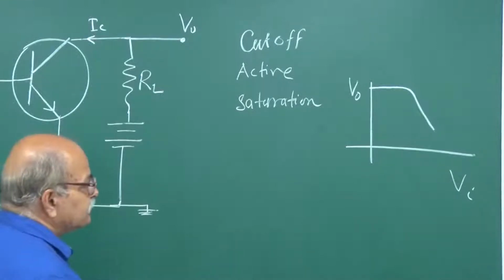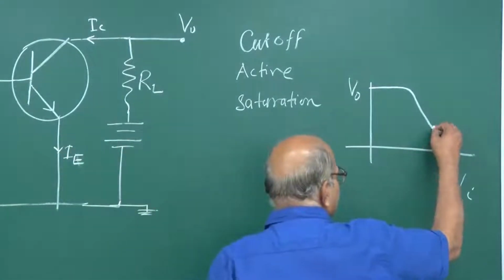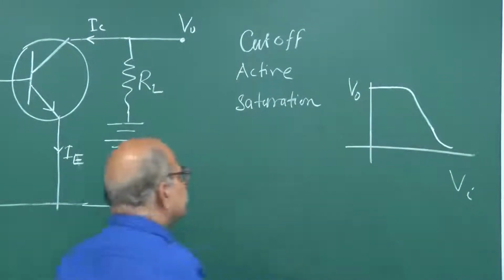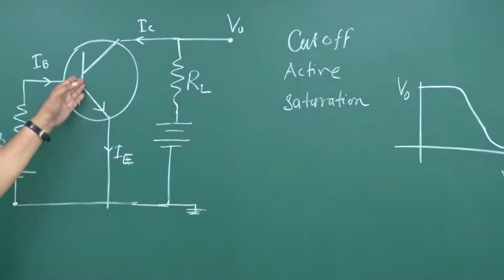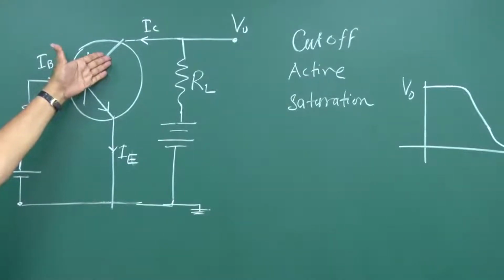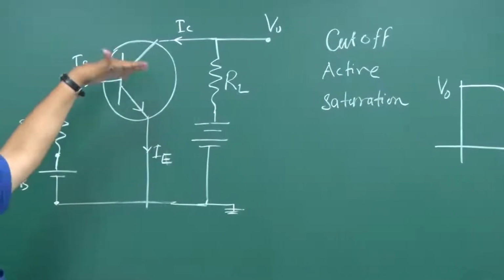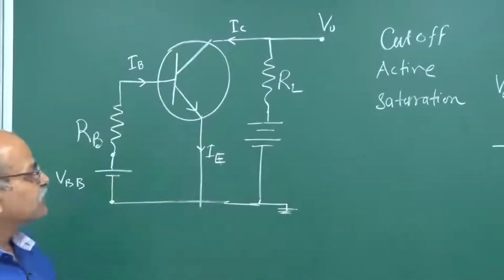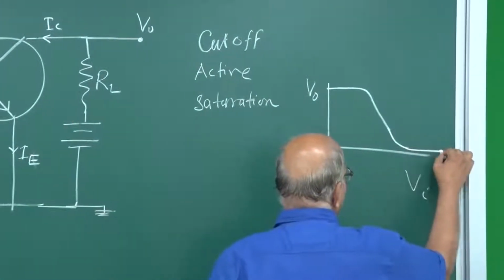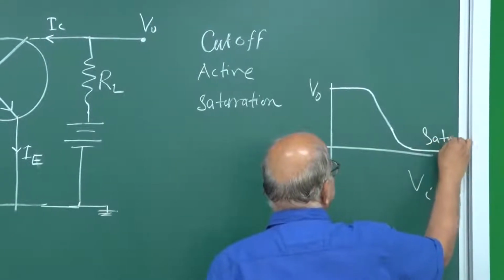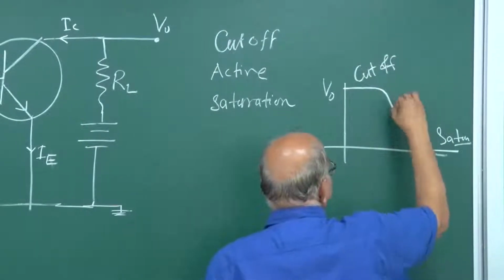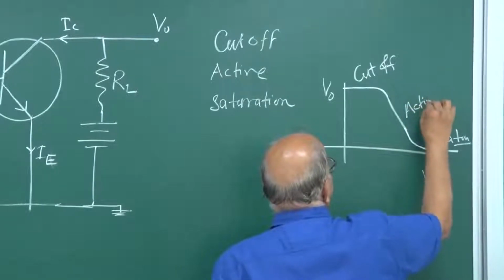So this is that active region, and then once you have lot of VI, then the carrier injection is so big that this is no more able to draw the current, increase the current. So the current remains at close to that maximum, and therefore the voltage drop becomes constant and very close to 0, like this. So this is saturation region, this is cutoff region, and then this linear part is active region. These are the things.